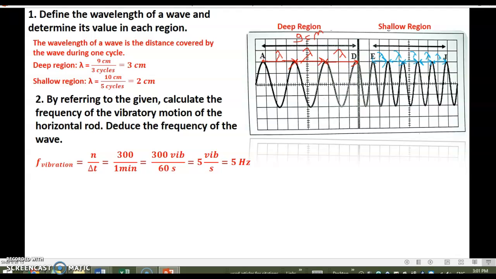1 minute. But here please make sure that you convert from minutes to seconds in order to obtain the frequency in the SI unit. So 300 vibrations over 60 seconds, since 1 minute is equivalent to 60 seconds, gives 5 vibrations per second. Do not leave it as such. You have to show that vibrations per second is actually the hertz, where Hz is written with a capital H and a small z. Now deduce the frequency of the wave.